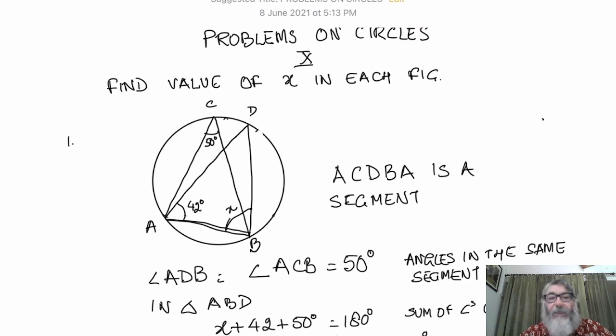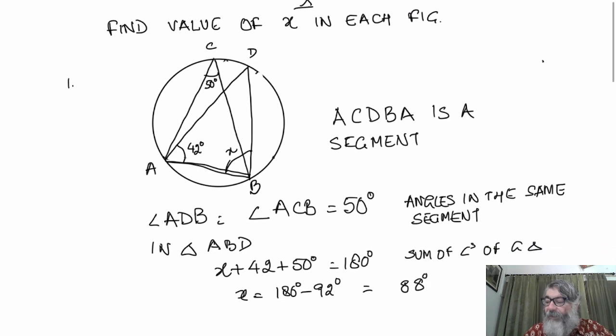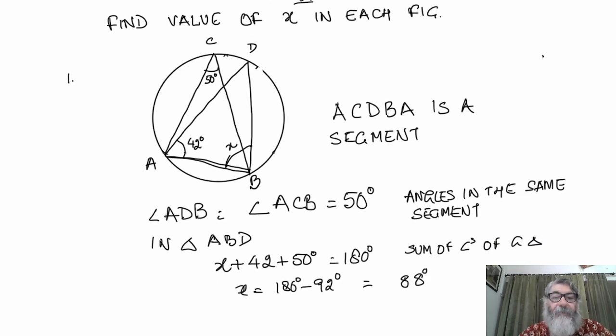Here, if you see, ACDB is a segment. I have written here, ACDB is a segment of a circle. A segment of a circle is the area included between a chord and the arc. Like the chord is AB and the arc is ACDB. So the total area ACDBA is the segment.